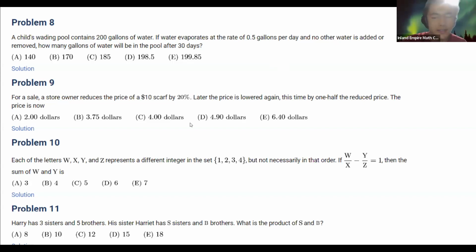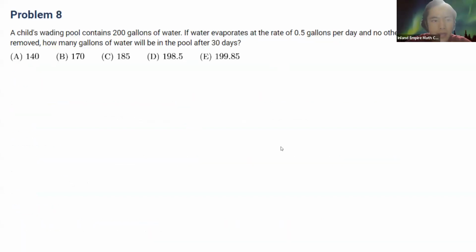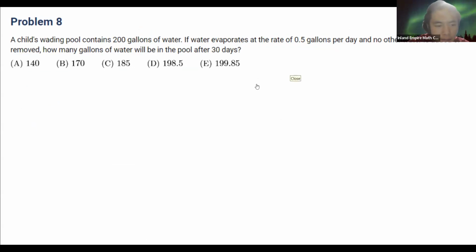Yeah, I think most of us are pretty much done. So let's just go ahead and talk about these questions. So problem 8, a child's wading pool contains 200 gallons of water. If water evaporates at the rate of 0.5 gallons per day and no other water is added or removed, how many gallons of water will be in the pool after 30 days? Jasper says C. Bella says C.